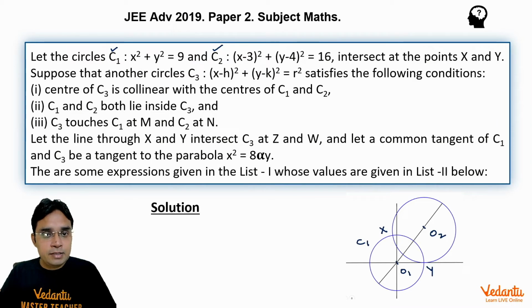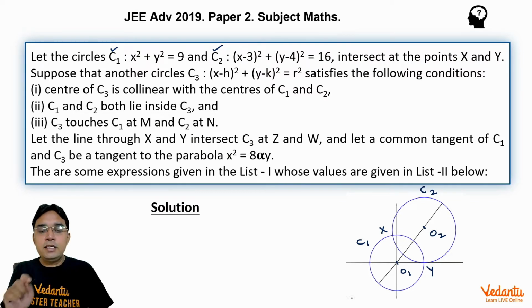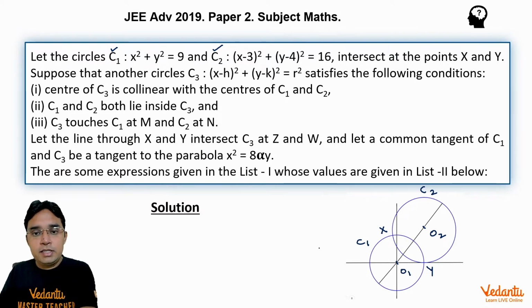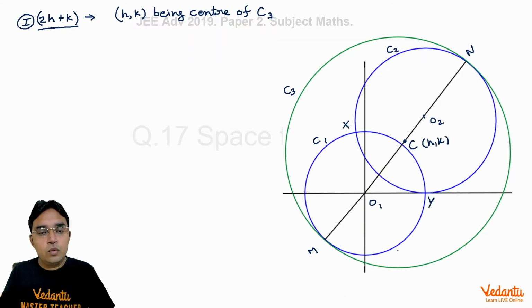We are given circles C1 and C2 with centers at the origin and (3, 4), with radii 3 and 4. I am calling the centers of C1 and C2 as O1 and O2. Now the center of C3 lies on the line joining O1 and O2. Also C3 contains both circles C1 and C2, so C3 should be a bigger circle, and C3 touches C1 at M and C2 at N. So C3 should be looking like this only.